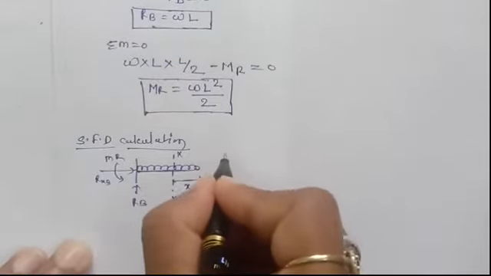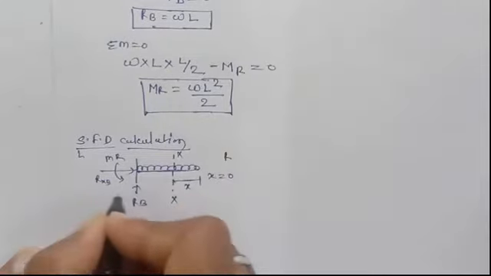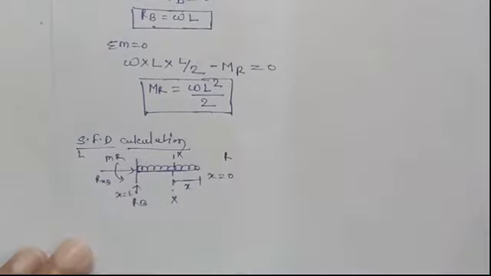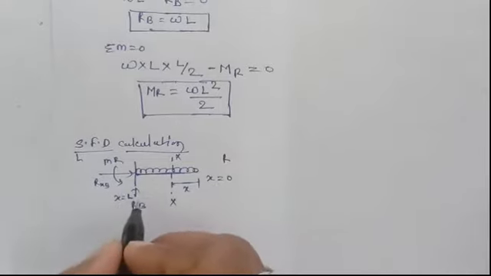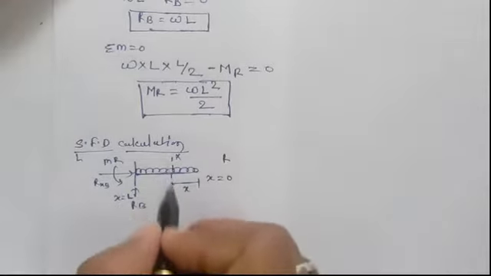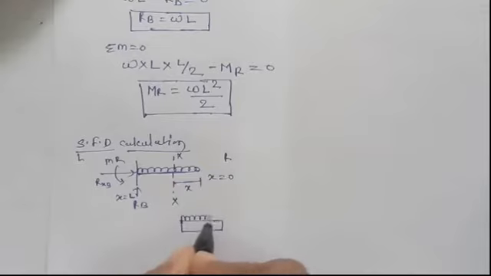When I move from right to left, I am taking X as 0 here, and X is L, length L, there. So X starts from here, 0, to length L. So I cut any section. Now we can calculate the shear force at a particular section. I am just taking this section like this.